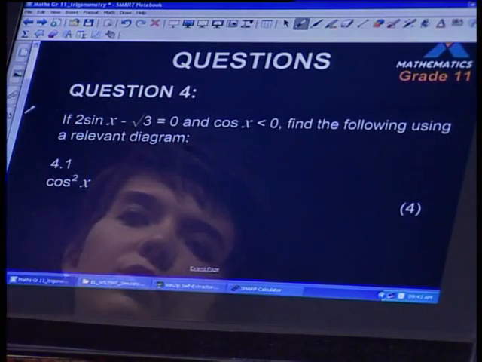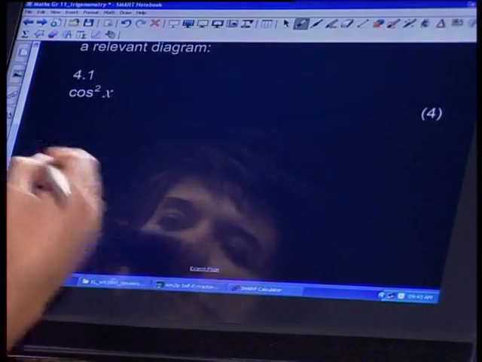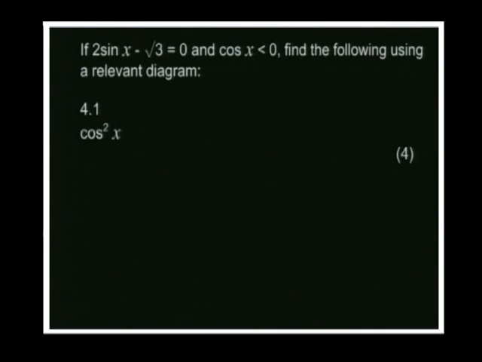Right, moving on to the next question. They say here, if 2 sine x minus square root 3 is equal to 0, and cos x is smaller than 0. So what you need to see here is they are using the same angle. Okay, that helps us a lot. Find the following using a relevant diagram.